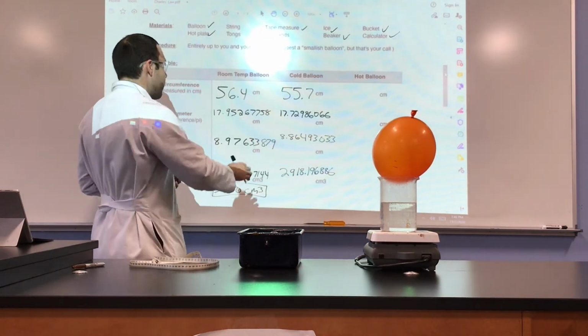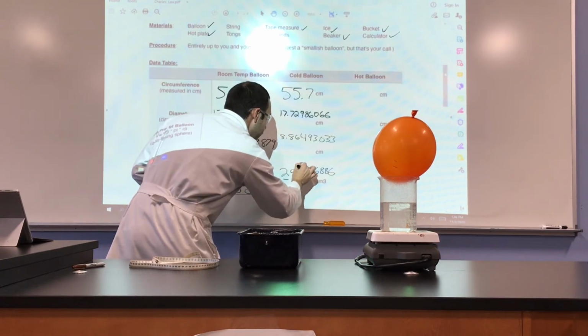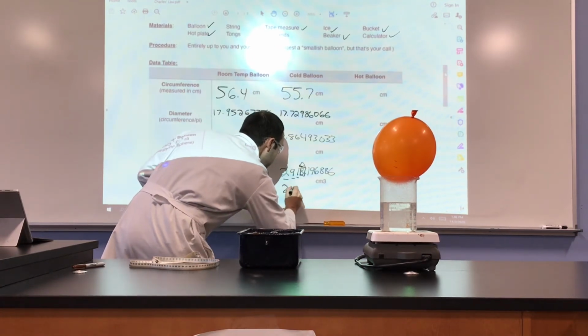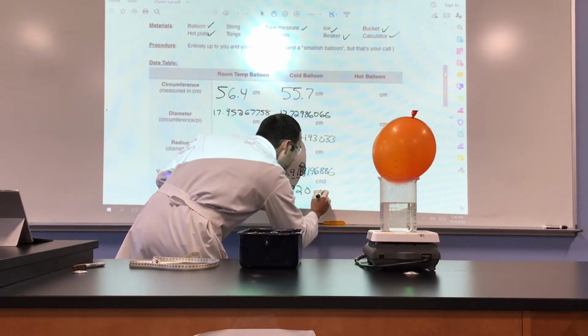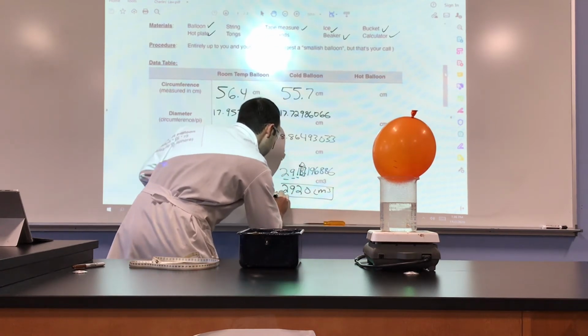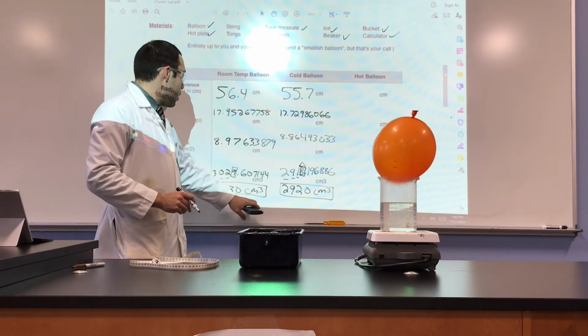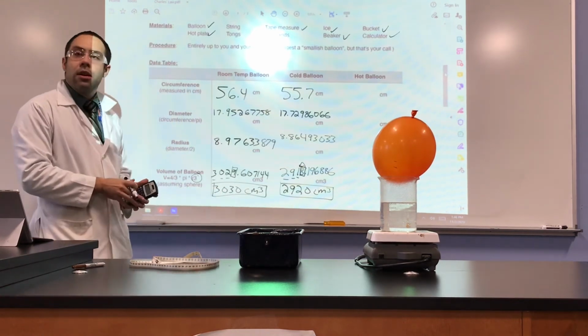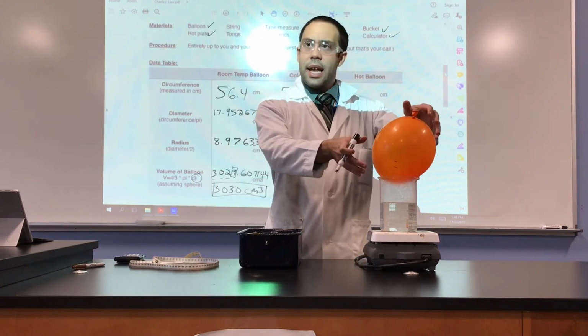And if we round to significant figures, once again, 3 significant figures, 1, 2, 3, 8 is higher than 5. So our final answer is 2920 cubic centimeters. So we can see that from room temperature to cold, the balloon decreased in volume. Now it's time to rotate again.